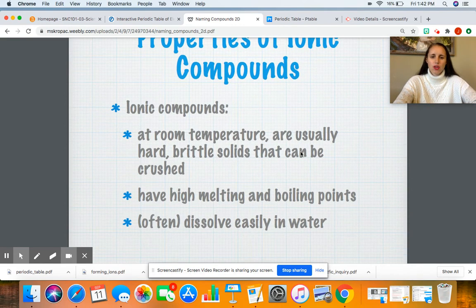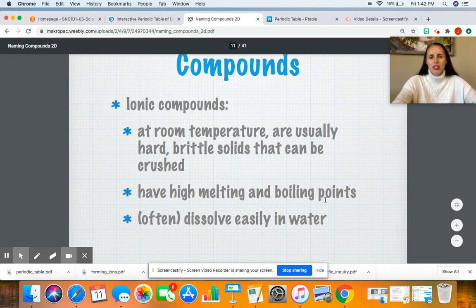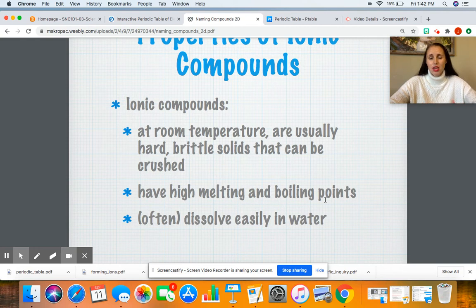crystal lattice structure. Ionic compounds at room temperature also tend to be hard and brittle. If you've ever tried to crush salt before, it's hard and brittle. They have high melting points, so it's really tough to melt salt. You're not going to see it melt at room temperature. That's because ionic bonds are very strong, so it takes a lot of energy to break them. And oftentimes, ionic compounds will dissolve easily in water.